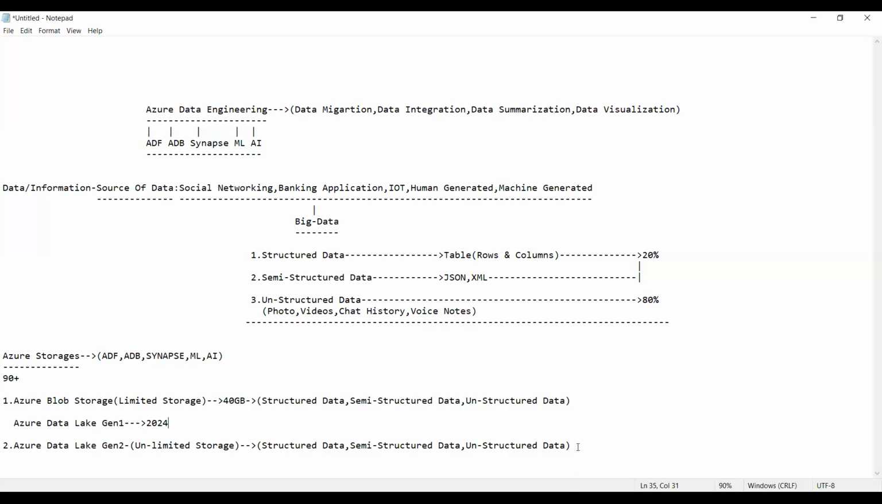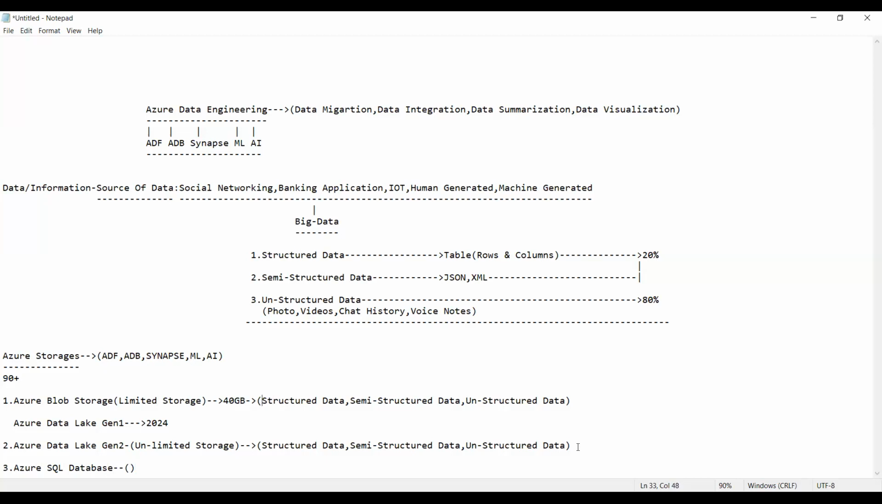The next one, guys, that is the third storage: Azure SQL database. That means this is a cloud database, guys. Azure SQL database means SQL used in the cloud environment, so it is called Azure SQL database. It can store only one type of data: only the structured data.